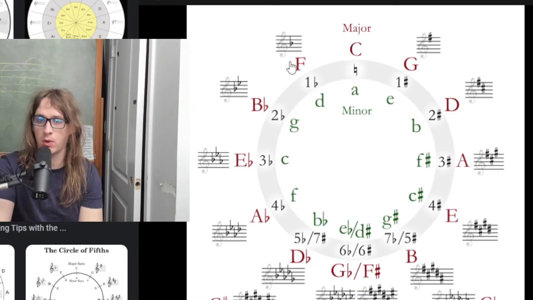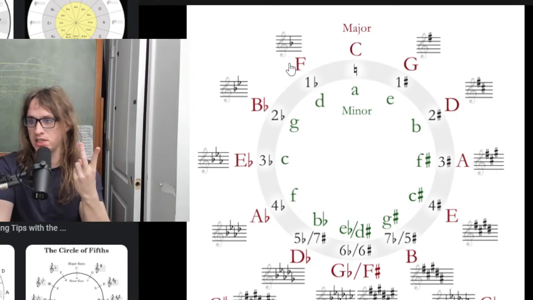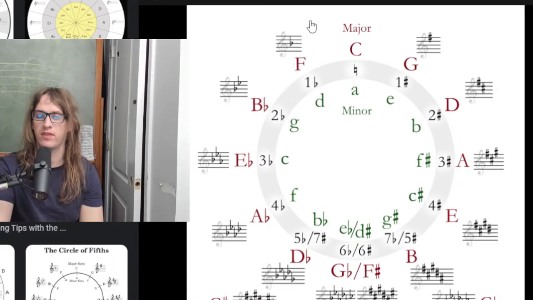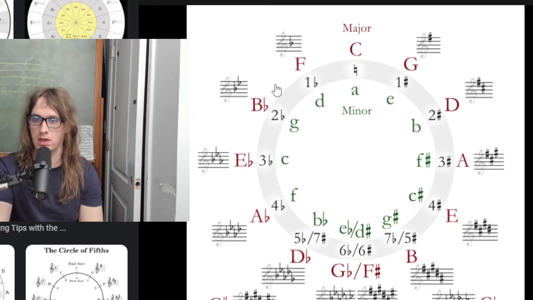If you go counterclockwise, go up in fourths. So C, D, E, F. F is up a fourth, okay? If you can memorize that this has a B flat in it, so the third line, that's going to help you drastically here, okay? So B flat is in your key signature.